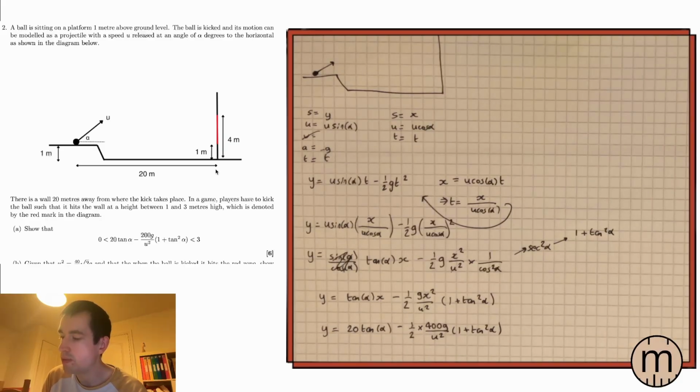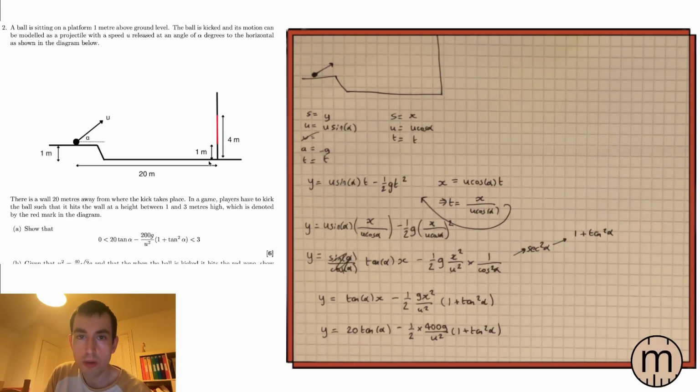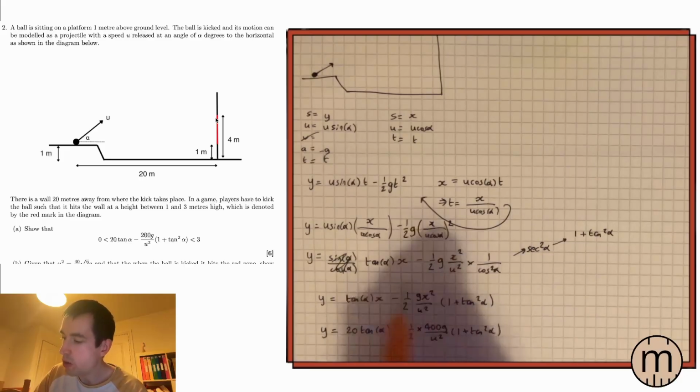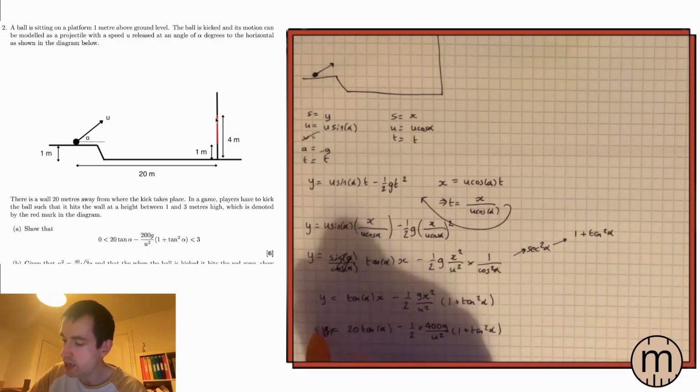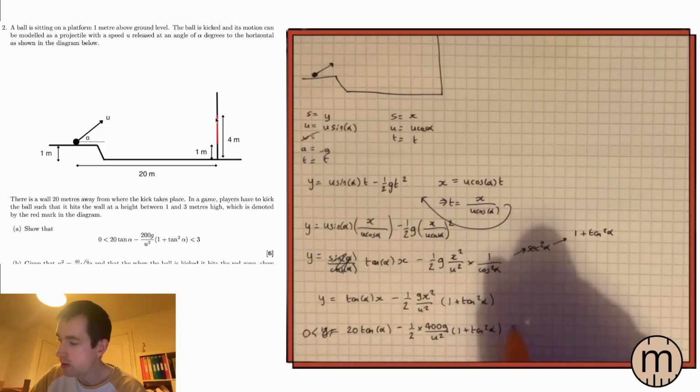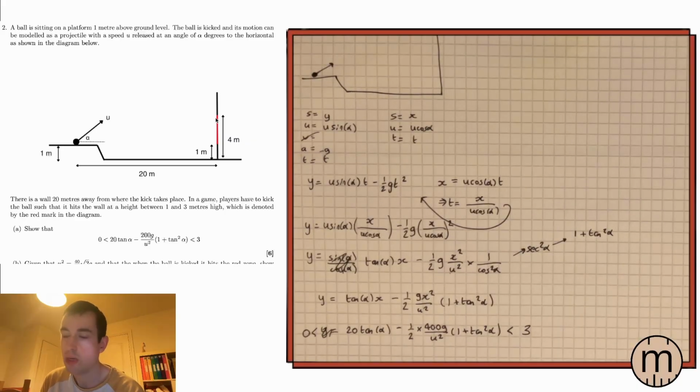And given that we've subbed in what x must be, what about y? Well, we know that y is either 0 because it's sitting on the same level 1 meter above the ground, or it's 3 meters higher. So that means that this whole equation for y is between 0 and 3, which, by timesing 400 by half, will give us exactly the equation given in the question.